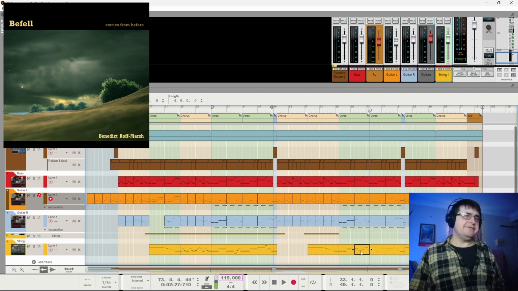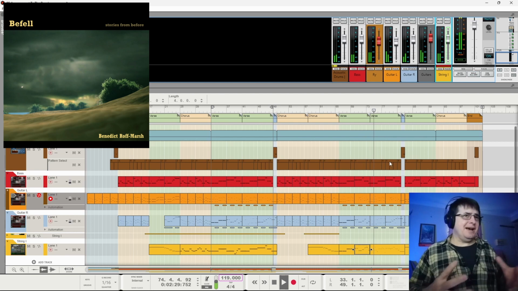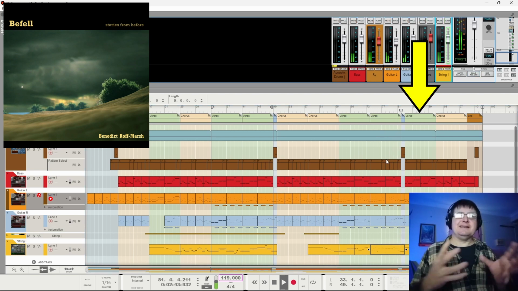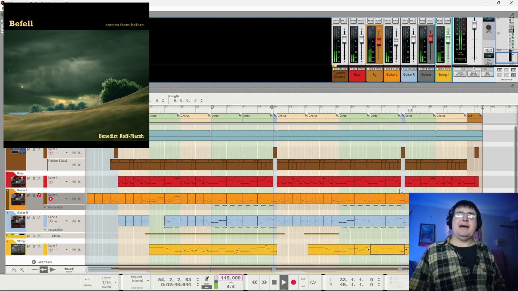So there's a nice little figure in the string there where it takes elements of what's happening. And this is a variation of our main guitar line. Yes, it leaps about, but it works in its own way. It's arresting. The string is very much there, but it's settling in a little bit for that little hang break.